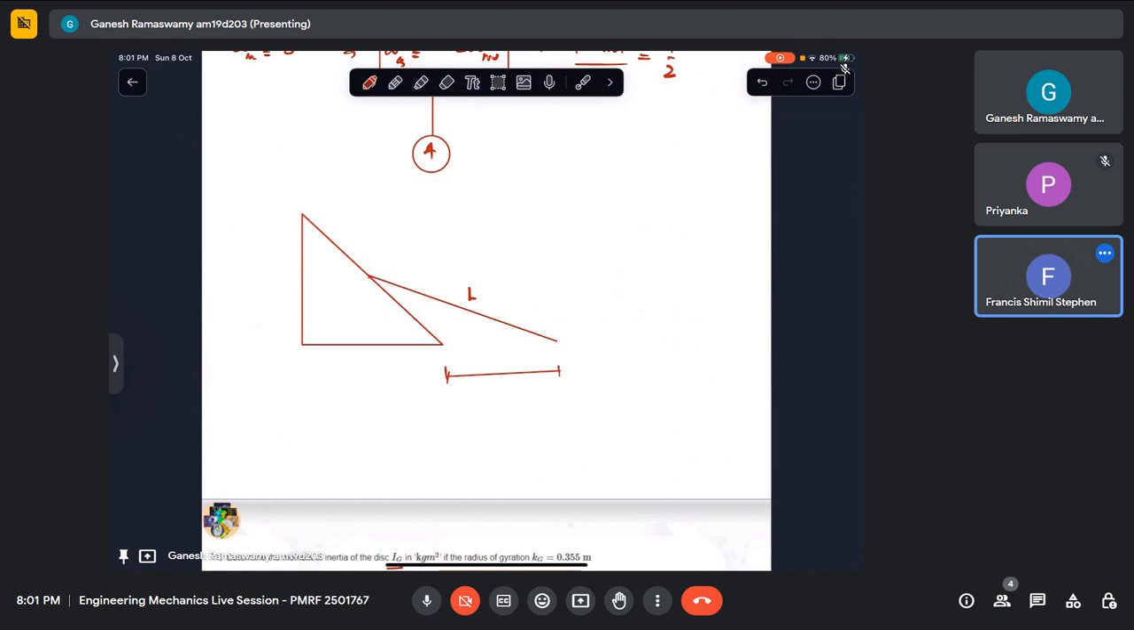We are finding out the velocity. One velocity will be like this. The other velocity will be like this. Okay, that's fine.